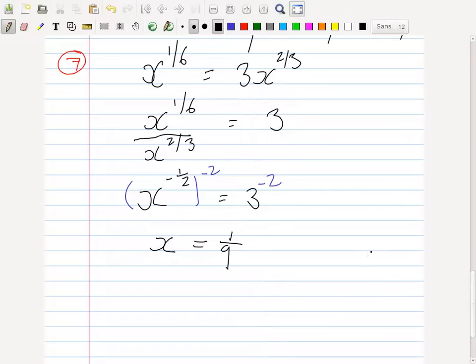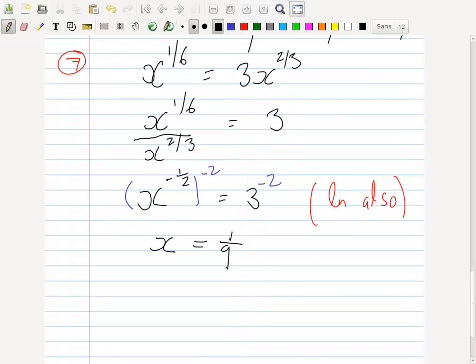And if you didn't like that, you're right, you could use log also here if you wanted to. I won't do that with you because I don't think it's the best way for this example. But if you want to use log, you can. I won't stop you. Okay, that's number 7 already.